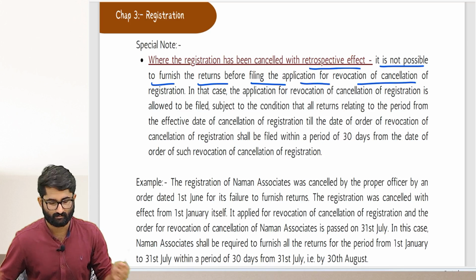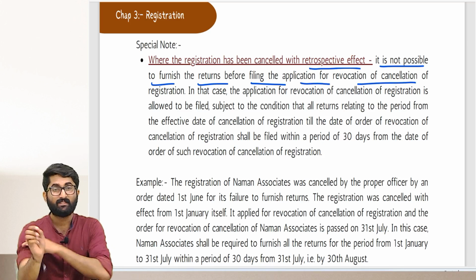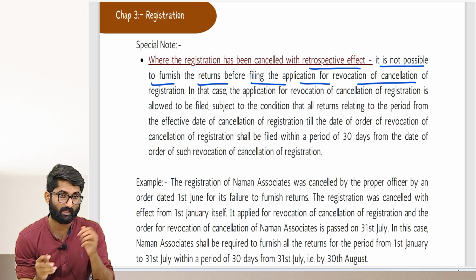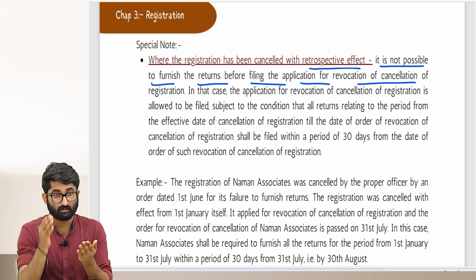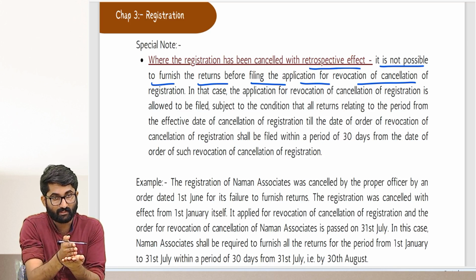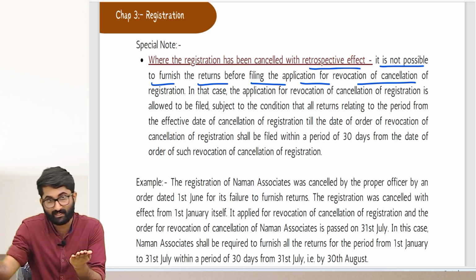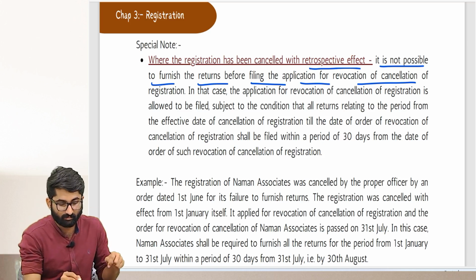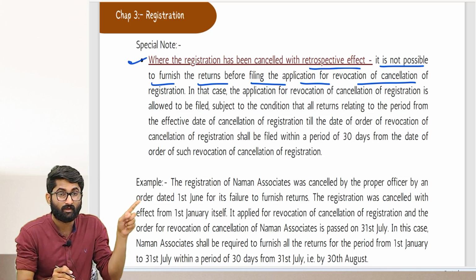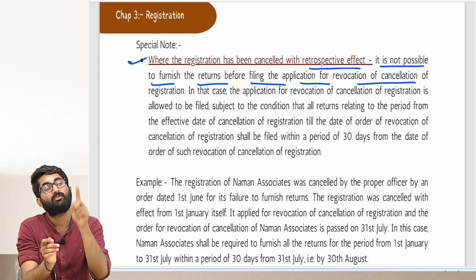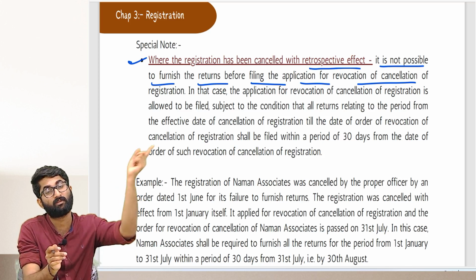Here again, regarding registration. Earlier, my first point was that the order of cancellation was effective from that day itself, with prospective effect. But in this point, it is retrospective. Your registration order has come on 1st of June, and they say that your registration has been cancelled from 1st of May.